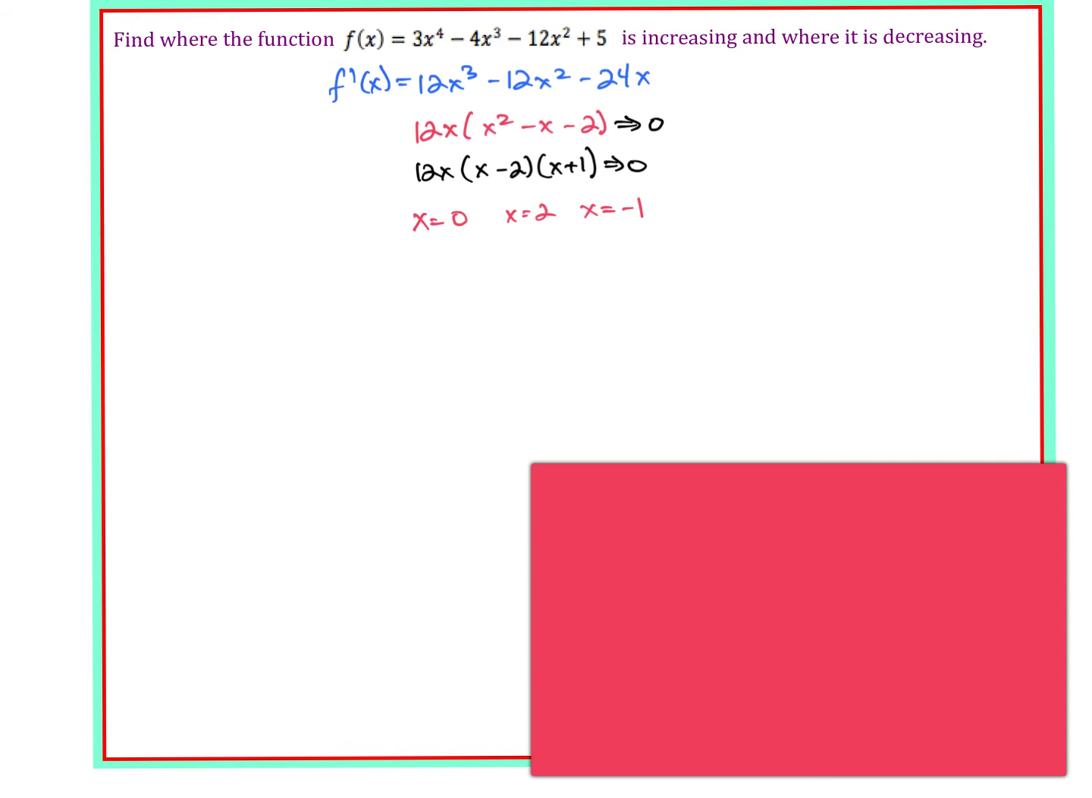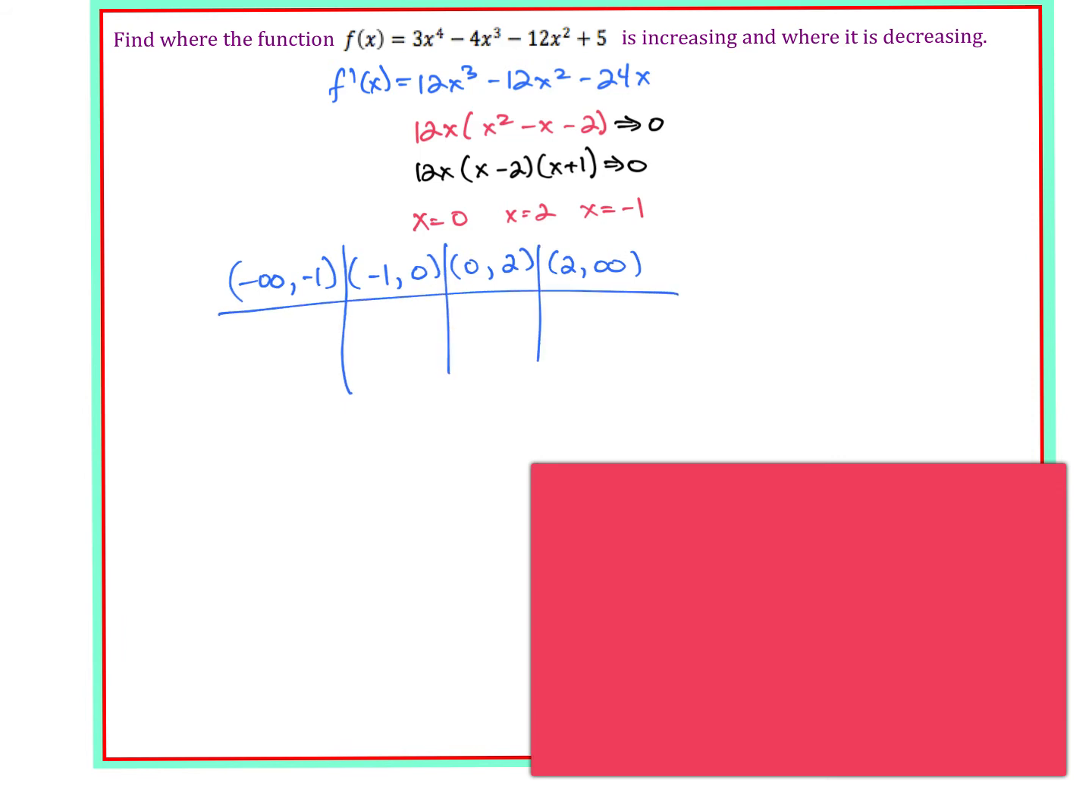So does this have a domain restriction? Does this have an interval in which I'm bounded by? No. So what's all the way left? Negative infinity. So now we have to go from negative infinity to what? What critical number does it hit first? Negative 1. And then it goes from negative 1 to 0. And then it goes from 0 to 2. And then we go from 2 to infinity. So I have 4 intervals in which I need to test.